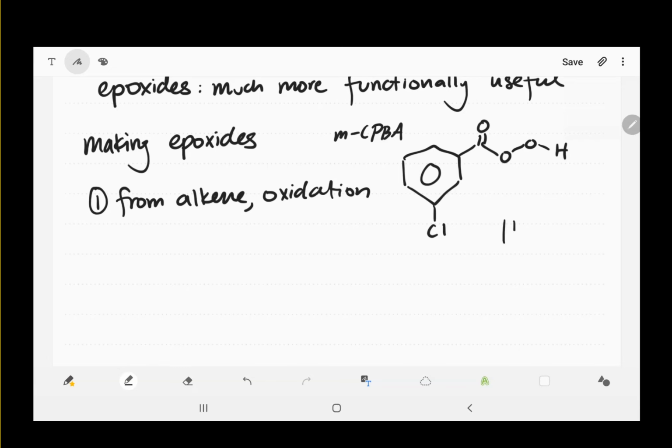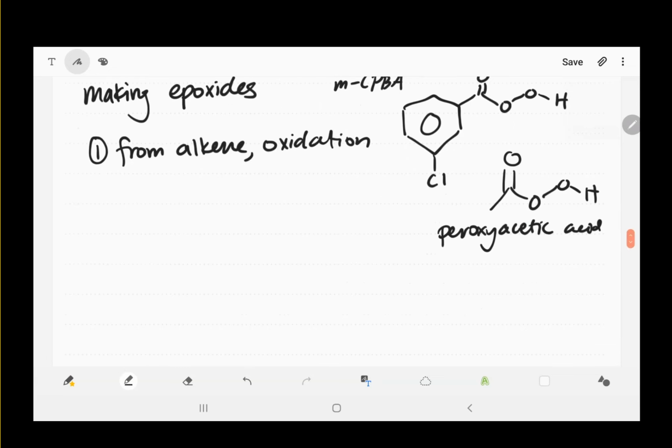You could also use peroxyacetic acid, something like that will work. Alright, let's take a look. So, with something like this, you give it your peroxy acid treatment, and you end up getting out your epoxide.